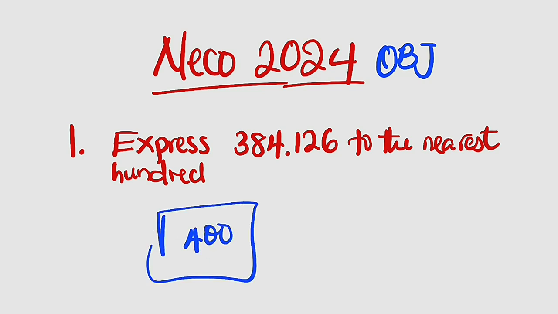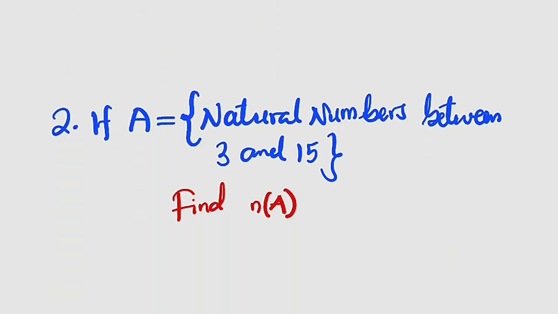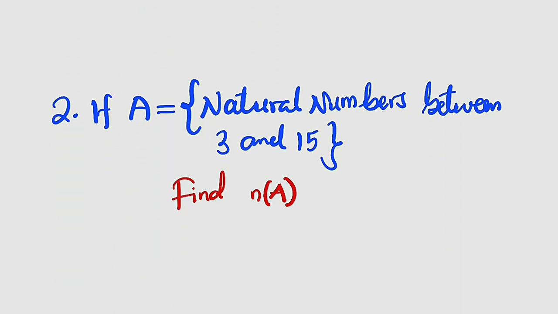And remember, we are dealing with objective questions. Just look through the options A to D and tick the option that reads 400. As simple as that. Let us move on to question number 2. Question number 2 is under set theory.